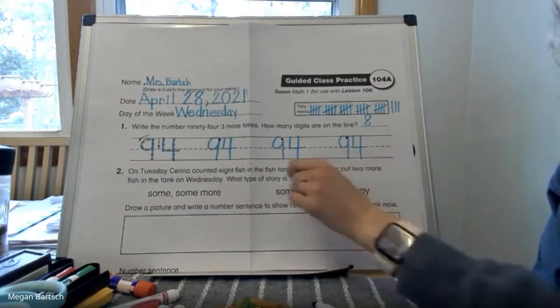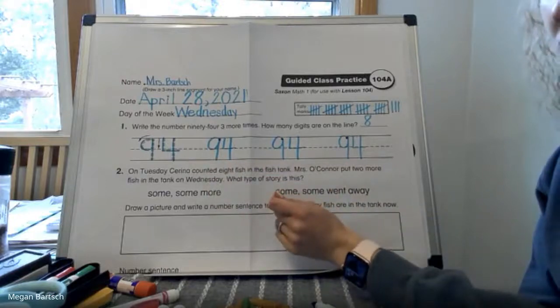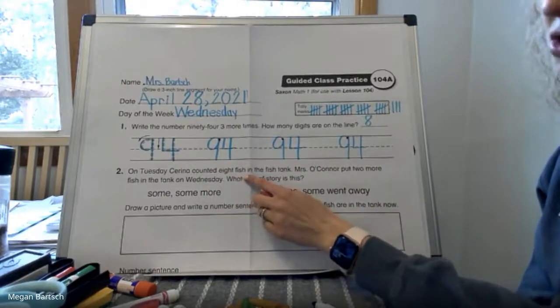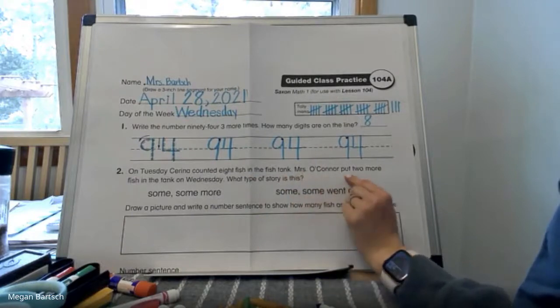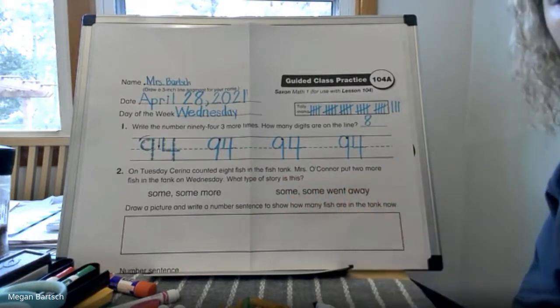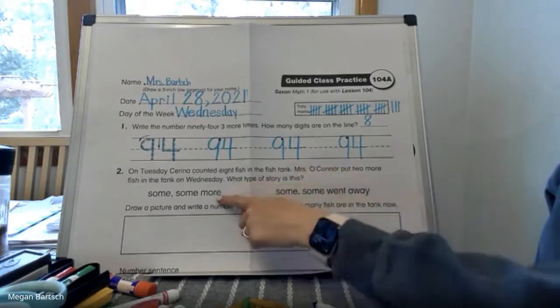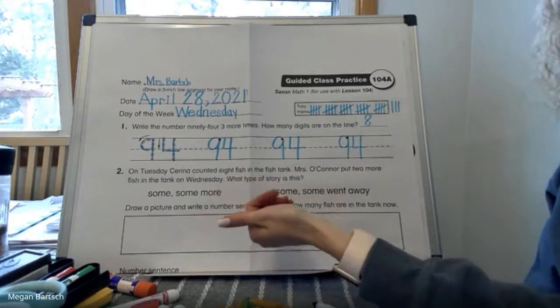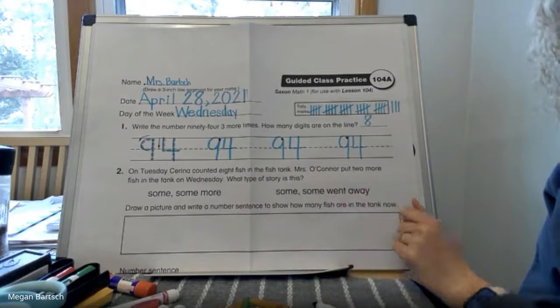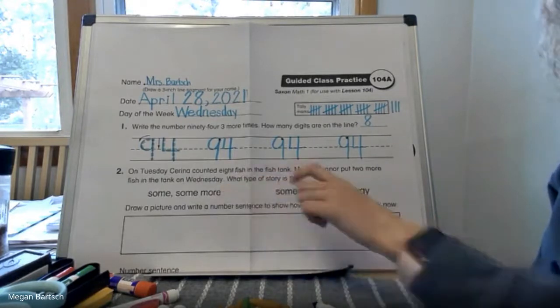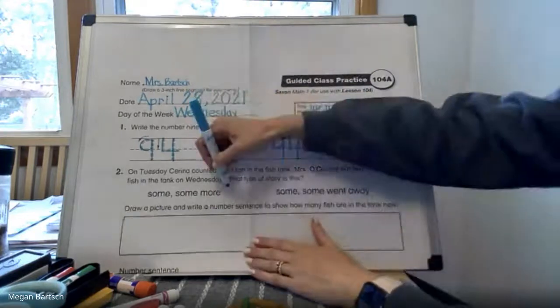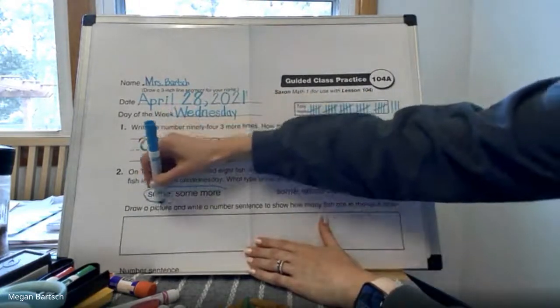Listen again. On Tuesday, Serena counted 8 fish in the fish tank. On Wednesday, Mrs. O'Connor put 2 more fish in. So is this some more, we got more fish, or some went away, we lost some fish? Some more, you got it. My loves, take your pencil. You're gonna circle some more.